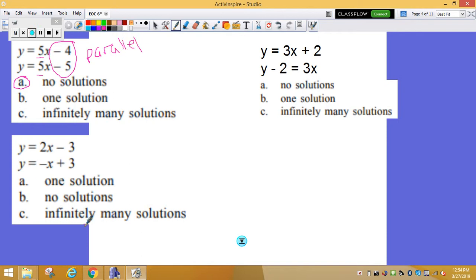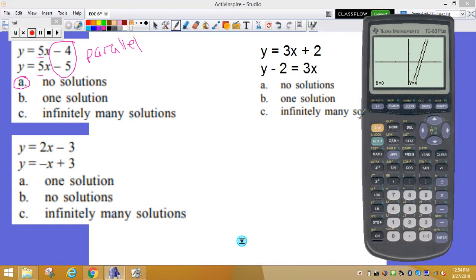Okay, let's try this one down here. So let's go to y equals. 2x minus 3, and negative x plus 3. I'm going to zoom back to normal, so zoom 6.